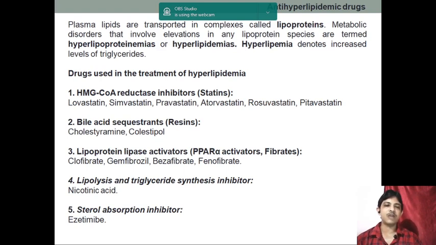Next is the lipolysis and triglyceride synthesis inhibitor, nicotinic acid, and the sterol absorption inhibitor, that is ezetimibe. So these are the drugs. Whether it is atorvastatin, cholestyramine, clofibrate, nicotinic acid or ezetimibe, we are going to discuss their mechanism of action.